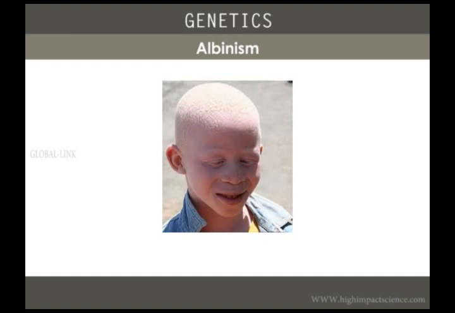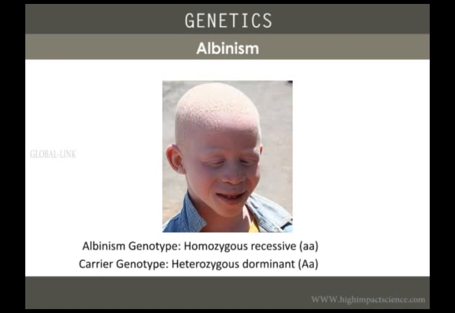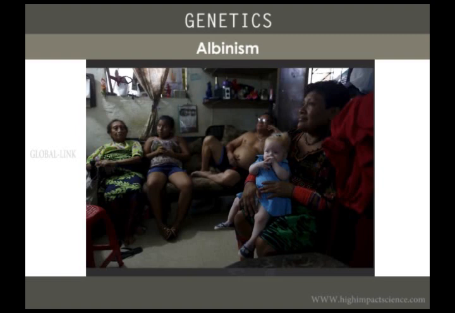The genotype of an albino is homozygous recessive, that is small a small a. A carrier for the trait is heterozygous with the genotype capital A small a and has normal skin pigmentation. In a family, an albino child can only be born if both parents are carriers of the recessive genes or both are albinos.